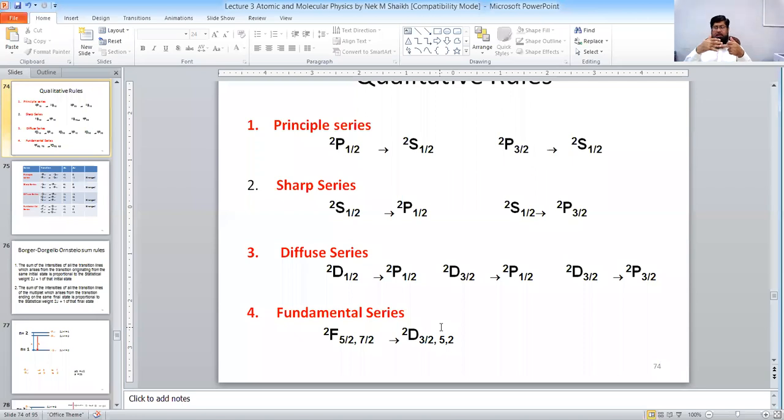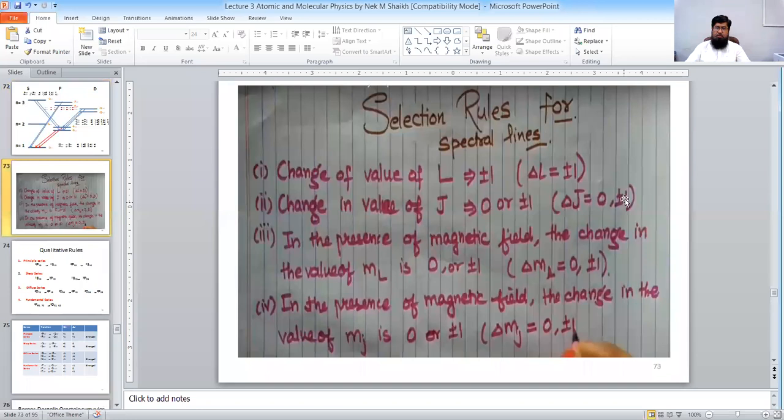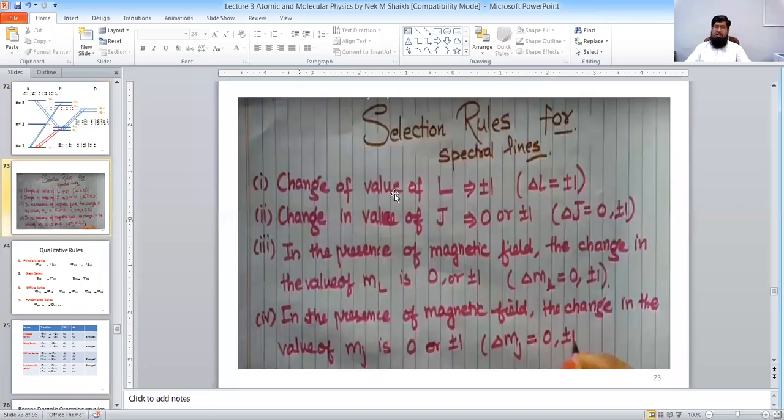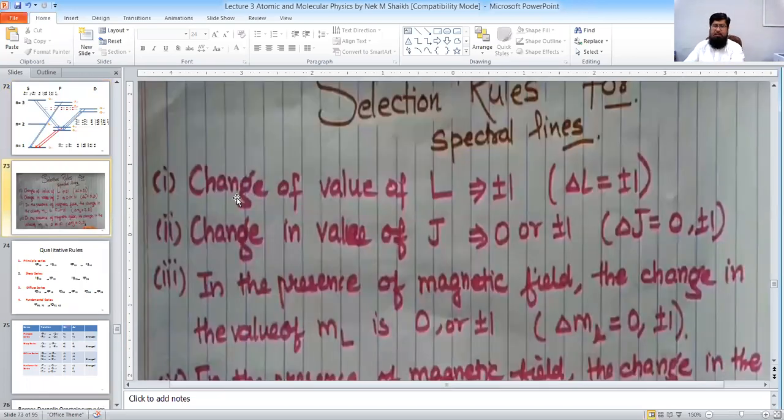If it does not follow the rules, that transition is not possible. So now we see what the transition rules are here. The selection rules for the transition are that the change in the value of L must be equal to ±1. So delta L is ±1. The change in value of J is 0 or ±1. So delta J must be equal to 0 or ±1.